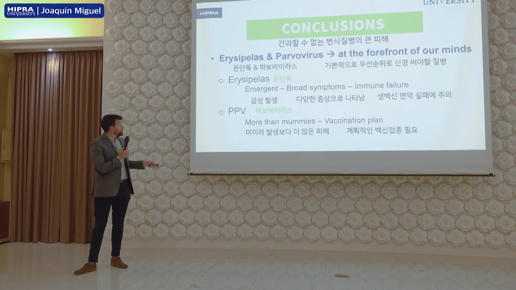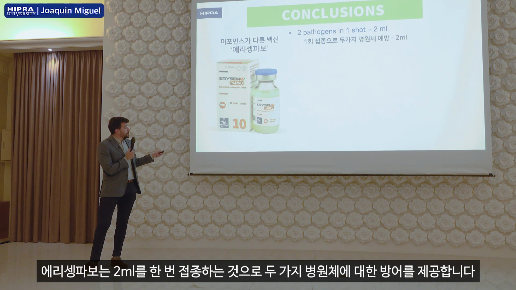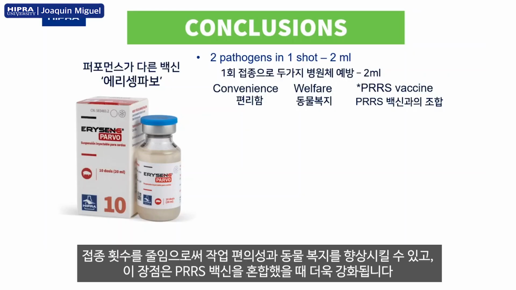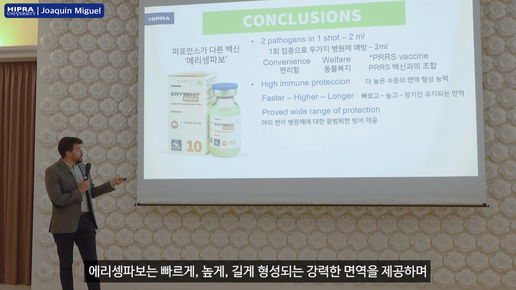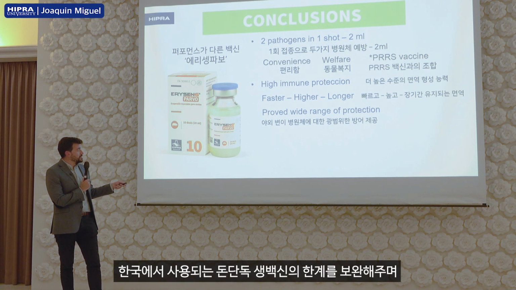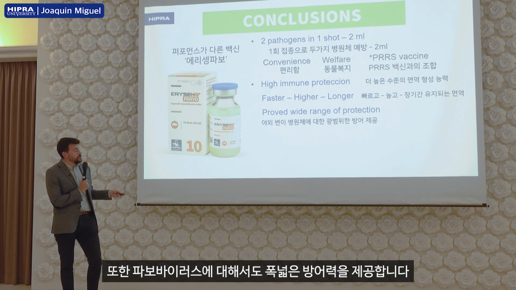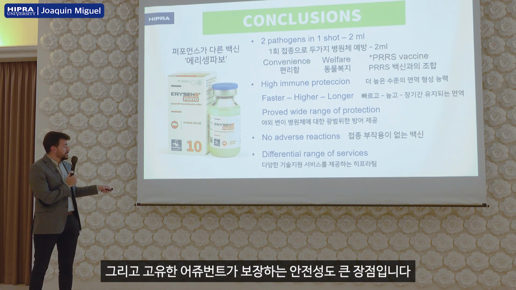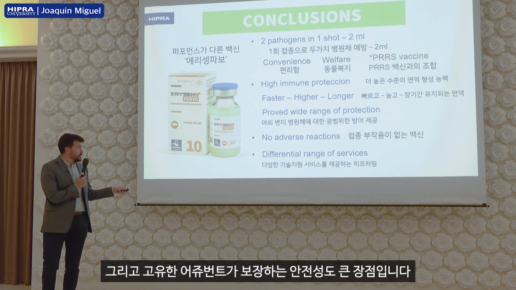And in relation to Erysenparvo, we are offering 2 pathogens in just 1 shot of 2 milliliters. It means convenience and welfare as we are reducing the number of injections, even when we are combining with PRRS vaccines. It's going to develop a high immune protection, faster, higher, and longer than the current vaccines used here in Korea, as we have seen, and also we are offering a wide range of protection in terms of parvovirus. And also very important, the safety profile of the vaccine, thanks to the adjuvant.